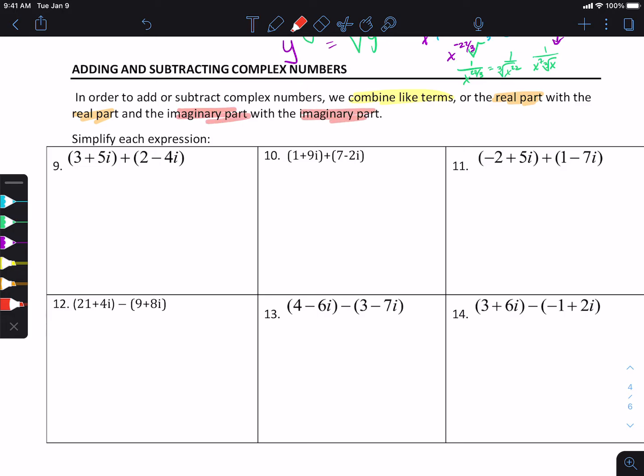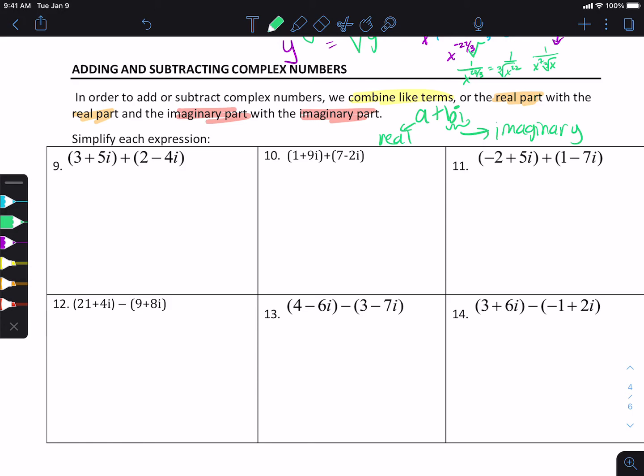So remember that we write our complex numbers as a plus bi, where a is the real part and then the bi is the imaginary part. So what we're essentially doing is we're treating the i like a variable. Or as we did with radicals, we're treating the i like a radical, which technically it is a radical because it's the square root of -1.